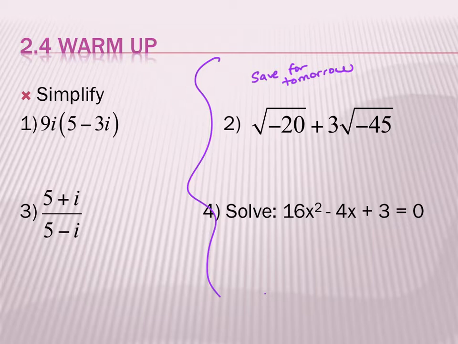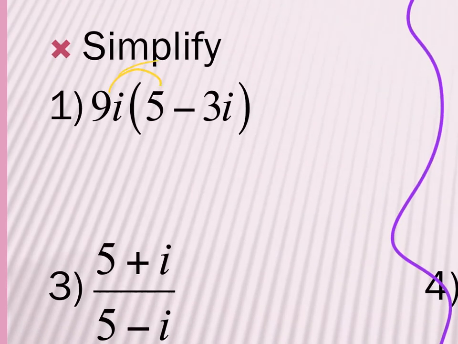Okay. We're simplifying using the i's, right? So on the left-hand side, I just want to distribute that 9i into both. So I get 9i times 5, 45i. And then 9i times negative 3i is negative 27i squared.